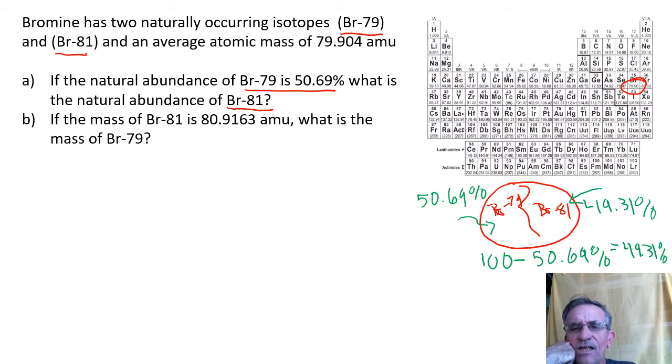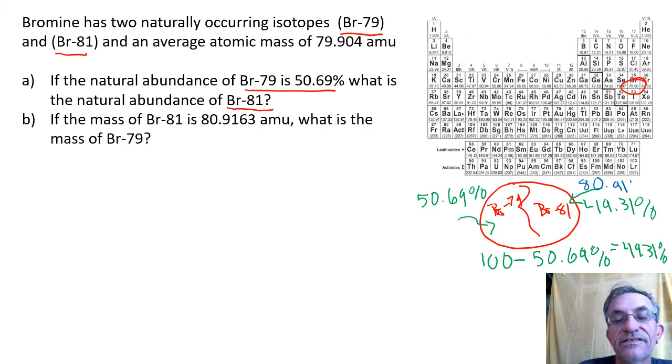All right, there's another part to this one. If the mass of a bromine 81 atom is 80.9163 AMU, what is the mass of bromine 79? If the mass of bromine 81 is 80.9163 AMU, so this form of bromine weighs 80.9163 AMU, what is the mass of the other type of bromine?